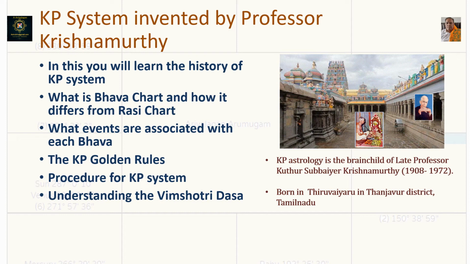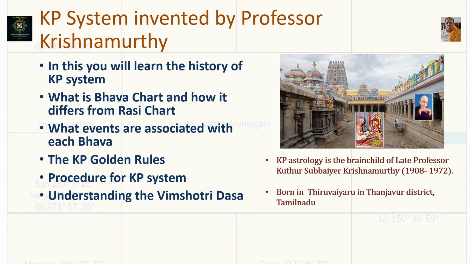Then the next one is that you will understand what is the KP system, because this KP system was invented by Professor K.S. Krishnamurti, an astrologer who was born in the year 1908 in Thiruvayaru in Tanjavur district of Tamil Nadu. In this section you will learn the history of the KP system, how it evolved. And what is a Bhava chart? That is also something you have to understand to apply the KP system, and how it differs from the Rasi chart. So that also you have to be clear.